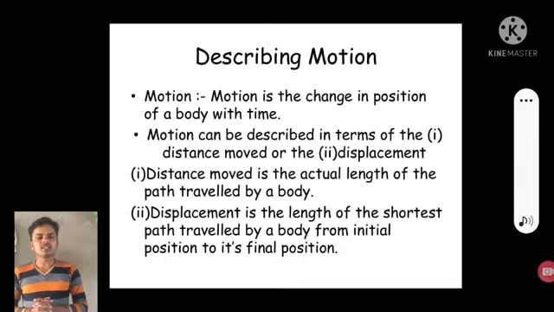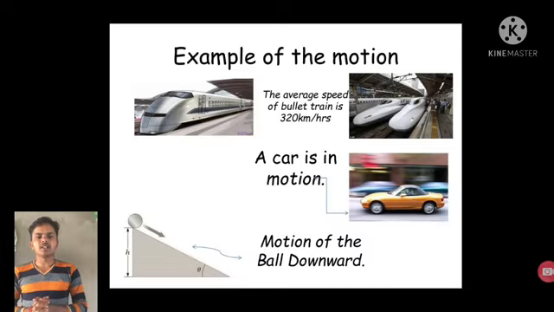Here you can see some examples: a car in motion, a bullet train in motion, the motion of a ball downward. These are all in motion. A car is moving, so it is in motion. A roller on a slope is moving downward due to gravitation, and is also in motion.